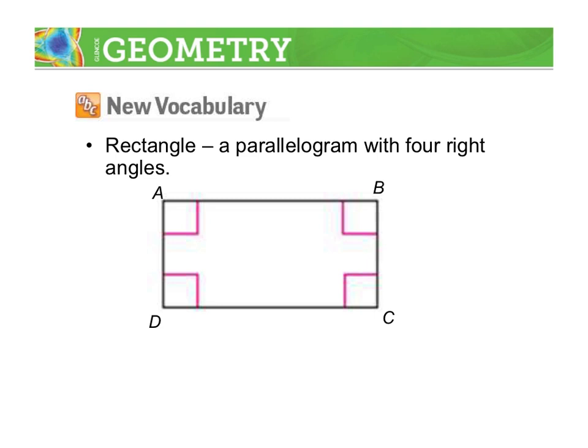In parallelogram ABCD, segment AB is still congruent to segment CD, and segment AD is still congruent to segment BC. And the two opposite sides are still parallel to one another, like so. Since a rectangle is a parallelogram, all the properties of parallelograms apply to rectangles as well.